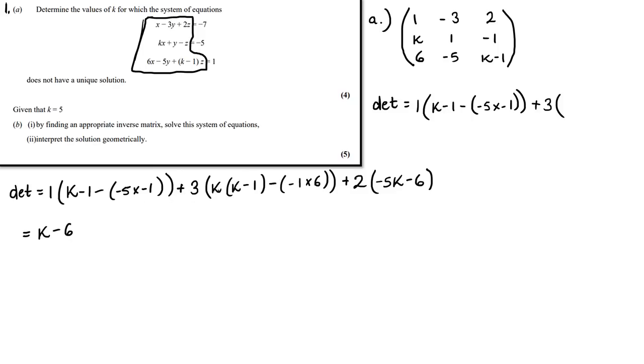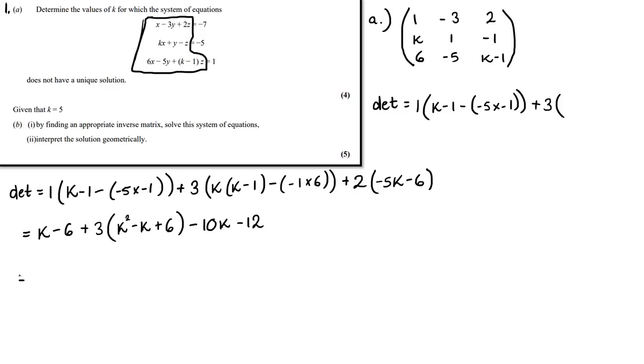I've got here now k squared minus k, and then we've got minus 1 times 6. So I'll break this down step by step just so we don't accidentally trip up here. So I've got 3 lots of k squared minus k. Minus 1 times 6 is minus 6. Then we minus that, so that's the same as plus 6 there. And this final part here, I'm going to get minus 10k and minus 12.